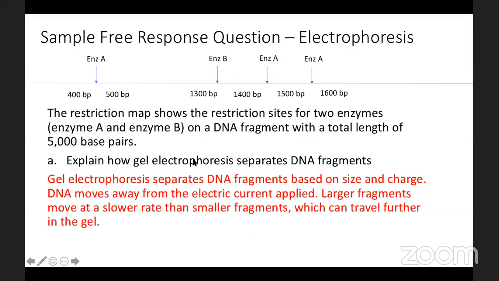For A, all they're asking you to do is explain how gel electrophoresis separates DNA fragments. Remember, we're separating things based on size and charge. DNA is negatively charged, so the DNA is going to move opposite the direction of where the electrical current is applied because electricity is made up of these negatively charged electrons, right? So like charges are repulsed by each other, so the DNA moves away, right? And then in terms of size, we use that traffic analogy where the smaller fragments of DNA are able to travel a lot further in the gel than the larger fragments are. So my answer sort of reiterates that, but is more succinct than what I just said out loud.